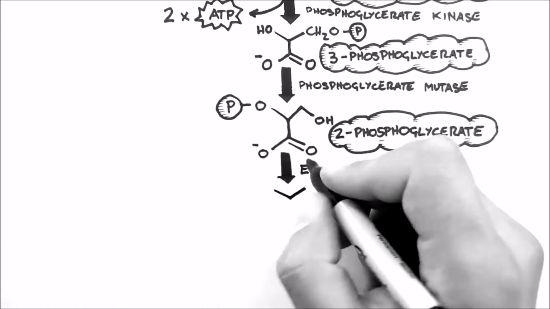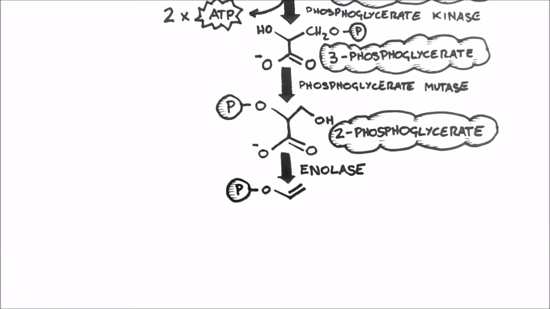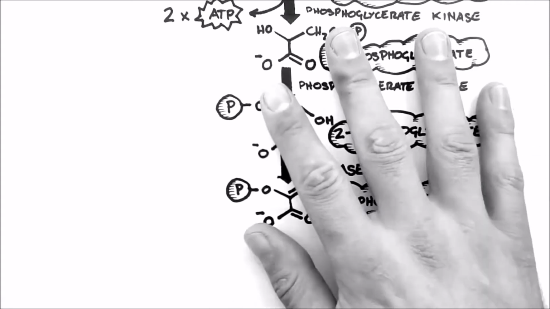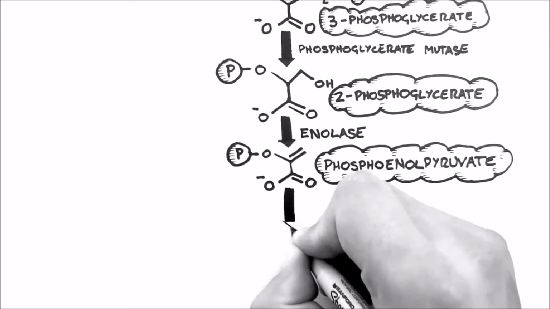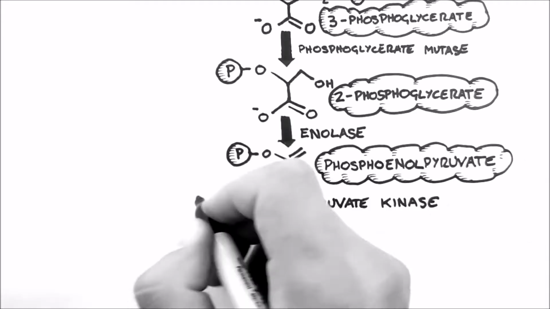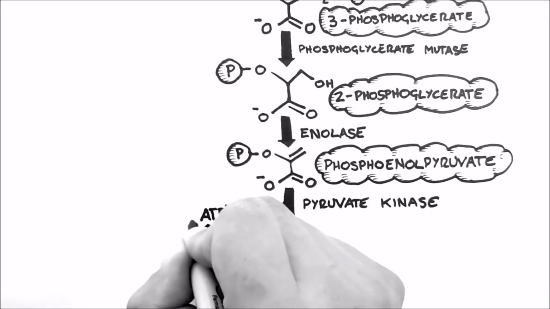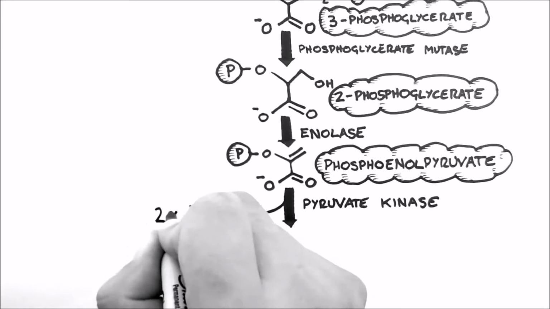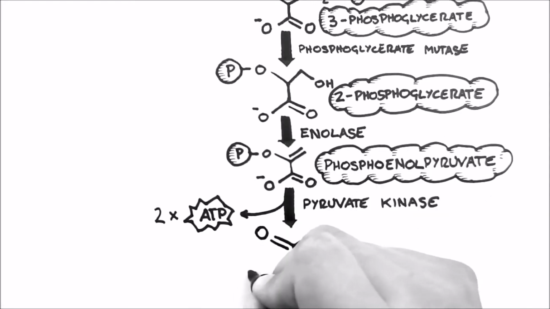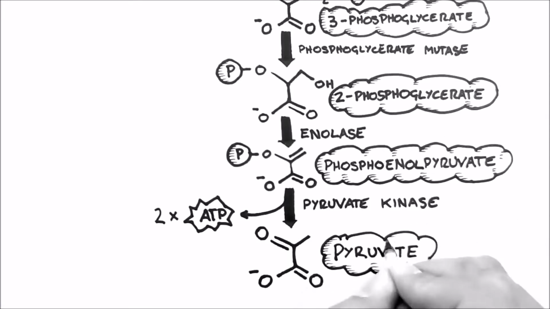Enolase is the next enzyme and it produces a double bond by removing the hydroxyl group. This leaves us with phosphoenol pyruvate. The final enzyme of glycolysis is pyruvate kinase. And this kinase is also going to remove phosphate groups from the molecule, attach them to an ADP and create ATP. Again, 2 of these are created because 2 phosphoenol pyruvates will be created for every glucose molecule. This finally leaves us with pyruvate, which will be the substrate for the TCA cycle.